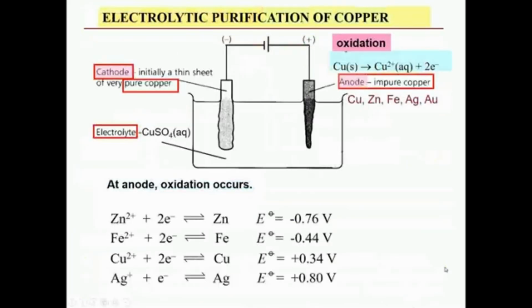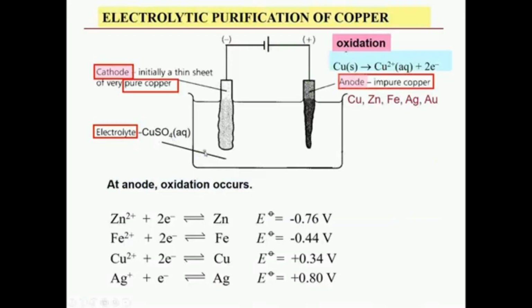Electrolytic purification of copper. The setup looks like this. The cathode is a thin sheet of pure copper attached to the negative terminal of the battery. The anode is the impure copper attached to the positive terminal of the battery. The impurities in the piece of copper could include things like iron, zinc, silver, gold. The electrolyte is simply copper sulfate solution.